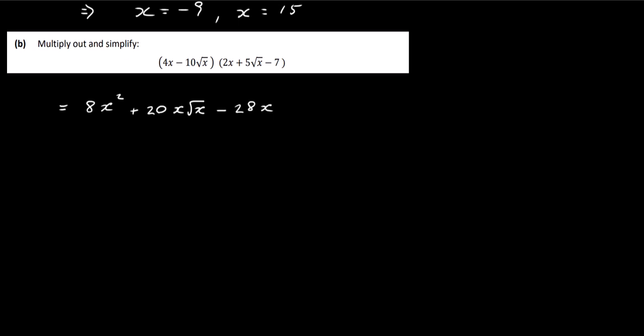And we also have the x. Now minus 10 root x times plus 2. Well, minus times plus is minus, 2 tens are 20, and then we've got the x root x again. So minus times plus is minus, 5 times 10 is 50, and then we've got root x times root x, which is just x. Then we have minus times minus is plus, 7 tens are 70, root x.